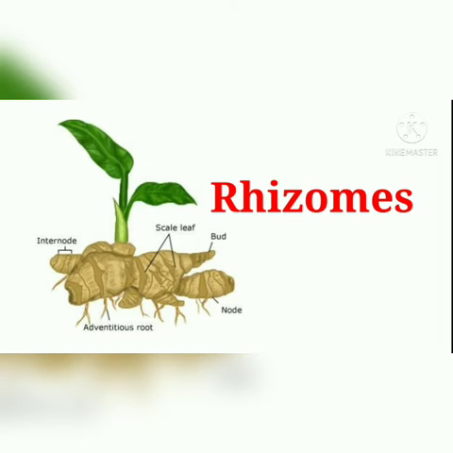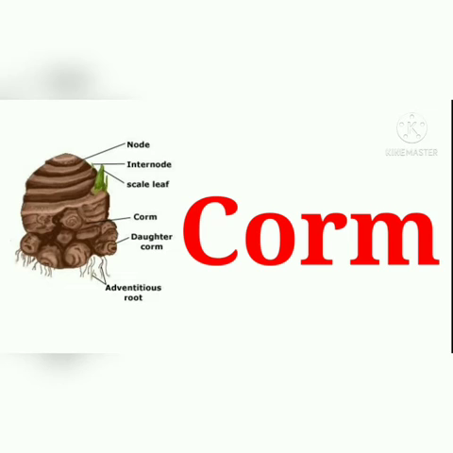Rhizomes. These grow horizontally below the soil surface. These have nodes and internodes and produce fibrous roots along their lower surface. The leaves involved in photosynthesis are present at the tip of the rhizome. These stems store food and help in the multiplication of plants. Examples are ginger and iris.